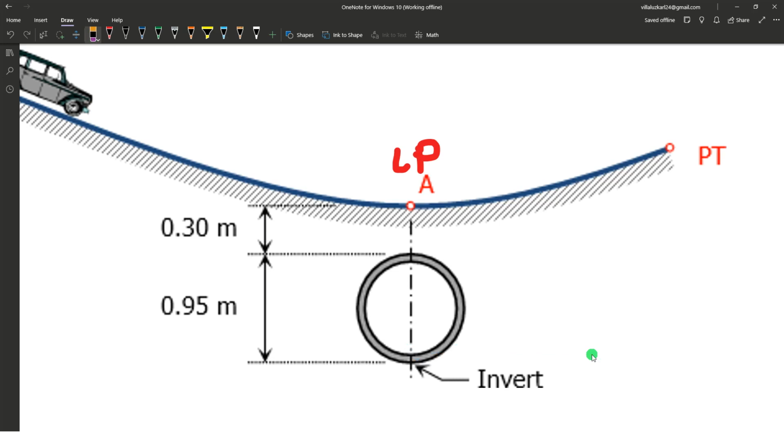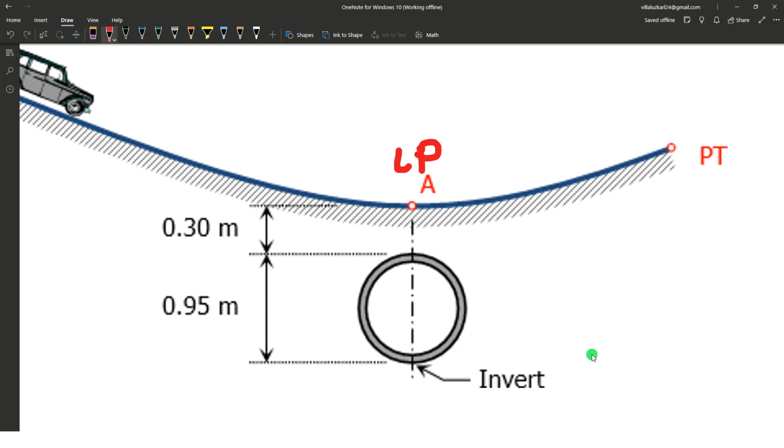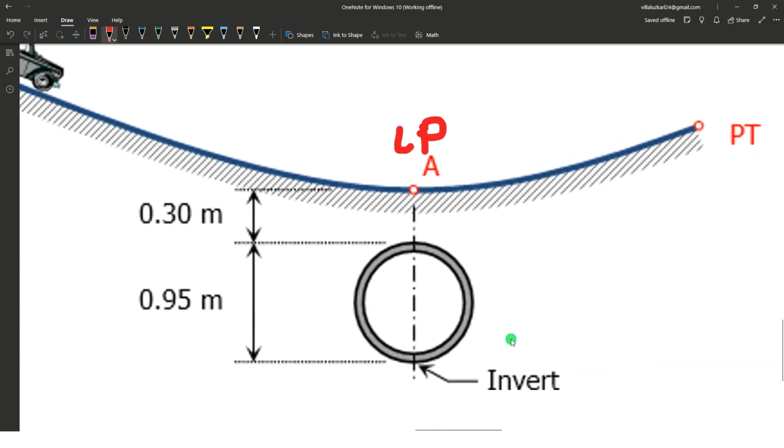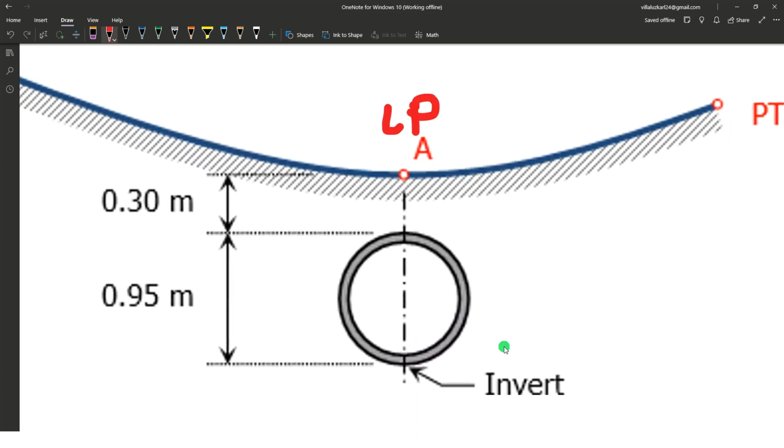Since the thickness of the culvert is not given, we can assume that the thickness is almost negligible. That's why the invert elevation is just the lowest point on the culvert. But if the thickness of the culvert is given, the invert elevation is right here, because that's the lowest point where the water will travel.